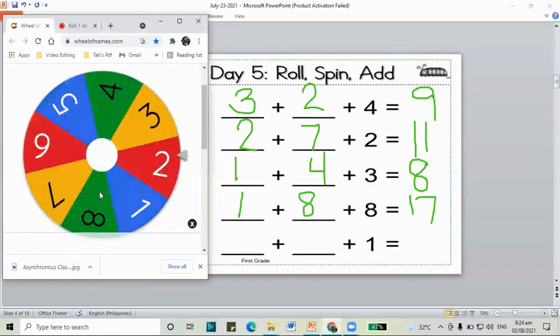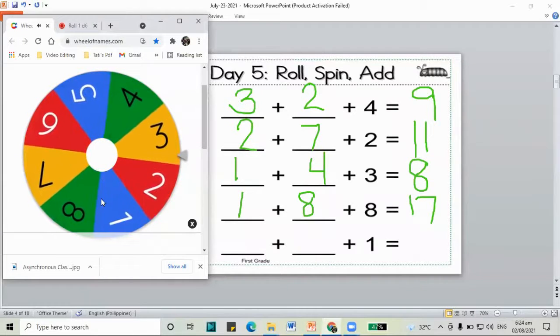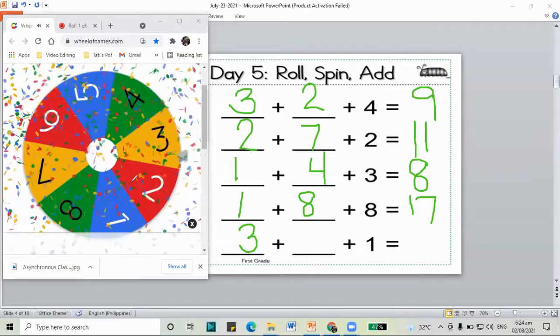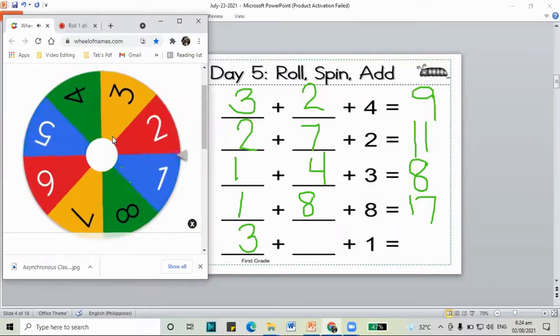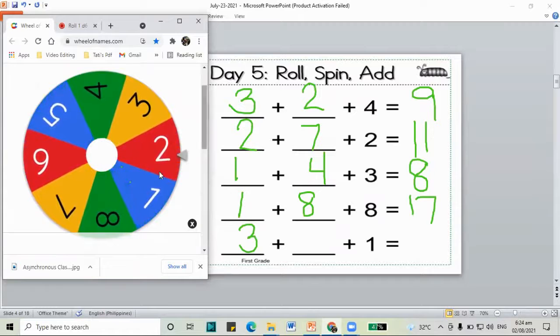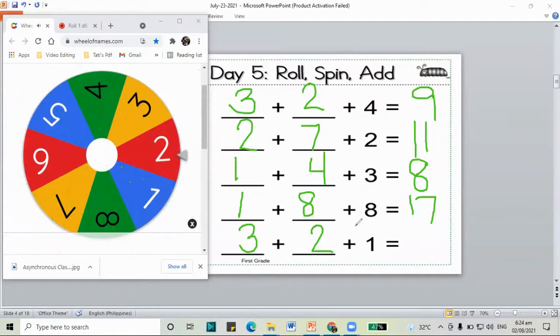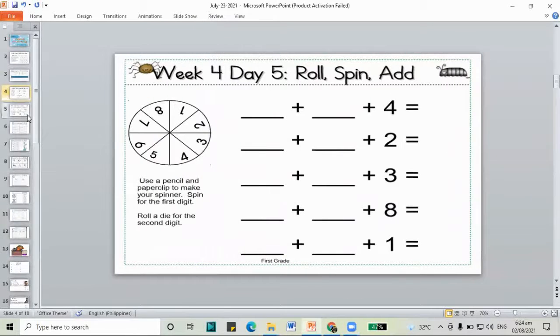How about for the last set of numbers? We have 3 plus another number. And we have 2. So 3 plus 2, that is 5. Plus 1 more will make 6. 3 plus 2 plus 1, it's equal to 6. How about for the next part, the next page? If you're not yet done, please pause the video, continue working. If you're done, we can continue and move on, okay?